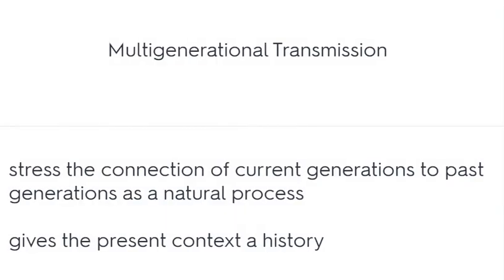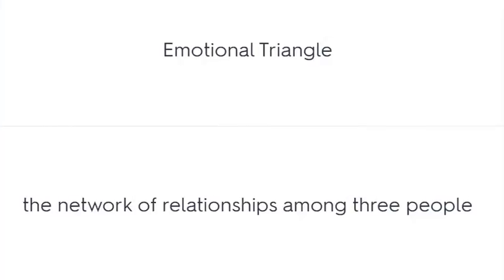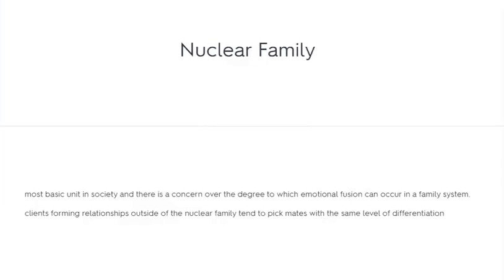Multigenerational transmission. Stress the connection of current generations to past generations as a natural process gives the present context to history. Emotional triangle. The network of relationships among three people. Nuclear family. Most basic unit in society, and there is a concern over the degree to which emotional fusion can occur in a family system.